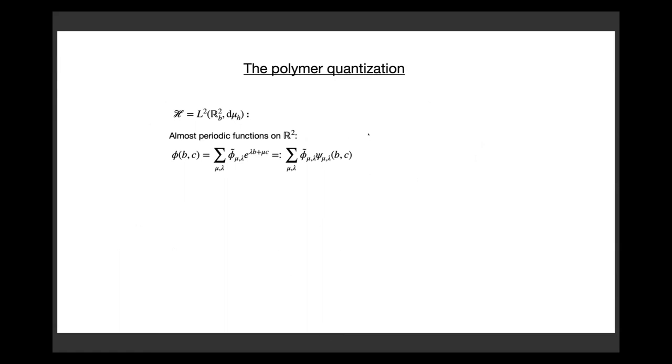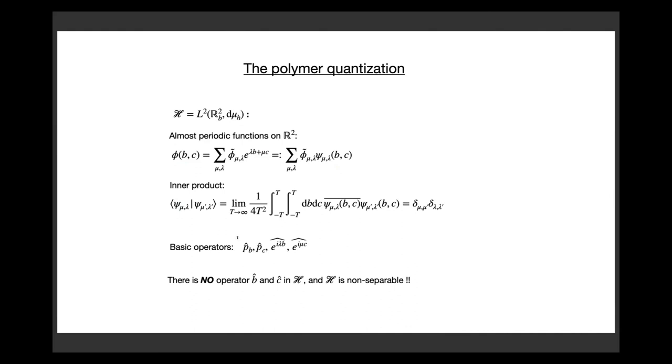We use polymer quantization to quantize this model and get a Hilbert space consisting of almost periodic functions on R2. Those functions take this form. The inner product is given by this equation. From this equation, we can see that those functions psi_{mu,lambda} are actually orthonormal bases of this Hilbert space. There are four types of operators, which are p_b, p_c, and the exponential functions of b and c. From this structure, in this model there are no operators b and c in the Hilbert space. And also this Hilbert space is non-separable.